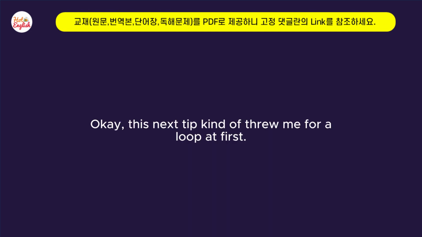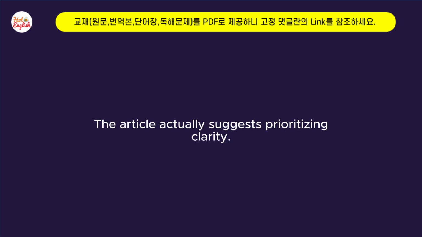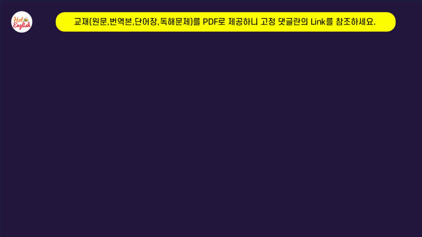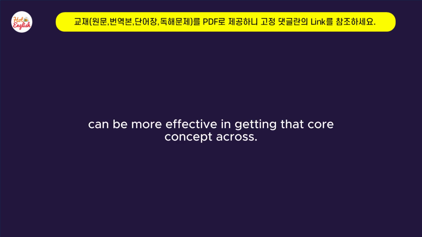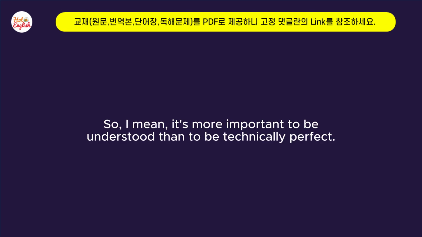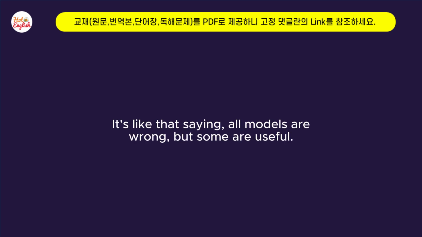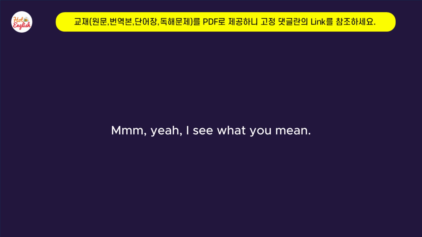Okay, this next tip kind of threw me for a loop at first. The article actually suggests prioritizing clarity over perfect accuracy. Oh, interesting. Like sometimes a simplified analogy, even if it's not 100% accurate, can be more effective in getting that core concept across. So, I mean, it's more important to be understood than to be technically perfect. Yeah, basically, it's like that saying, all models are wrong, but some are useful. Yeah, I see what you mean.